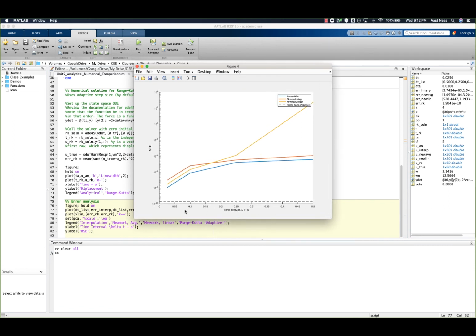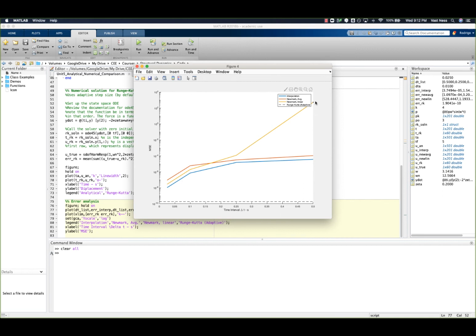On the bottom we have the time interval, and on the y-axis we have the mean squared error. Notice that for interpolation in Newmark's method, as we would expect, the error gets lower as the time interval gets smaller. That is a common feature of all these algorithms.